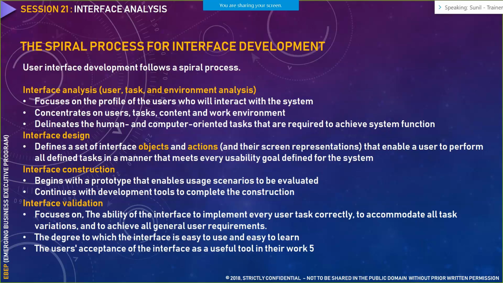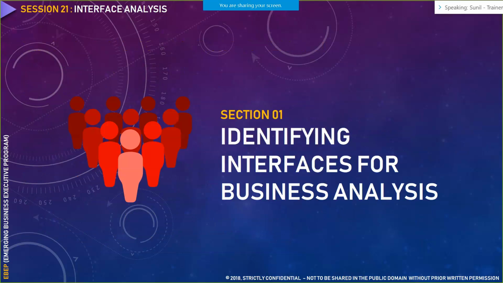Once the construction is done, or once the system is developed, we start with interface validation, where we focus on the ability of the interface to implement every task correctly, the degree to which the interface is used, whether it's easy to learn or not, and the user's acceptance of that interface. Essentially, during interface validation, we test whether the system is working as per the requirements specified in our interface analysis document or any software requirement specification document that we have created around the analysis of this interface.